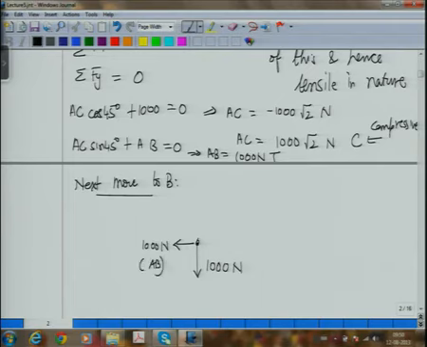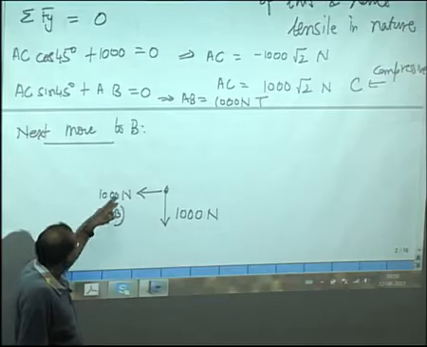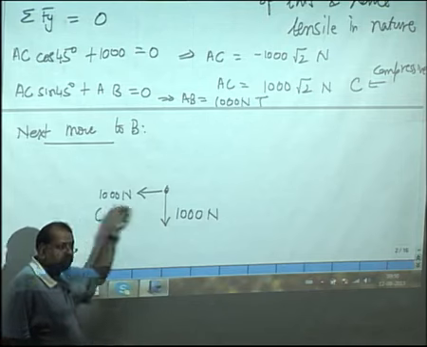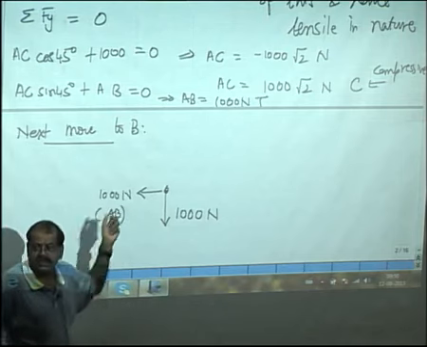Now, if I know a particular force and if I know whether it is tensile or compressive, I will show that force with the correct direction. So, in this case, I do not show it as tensile or compressive. This is known to me, this is 1000 newtons and this is AB. This is a tensile force, so it will pull the pin. So, I will put it in this direction.